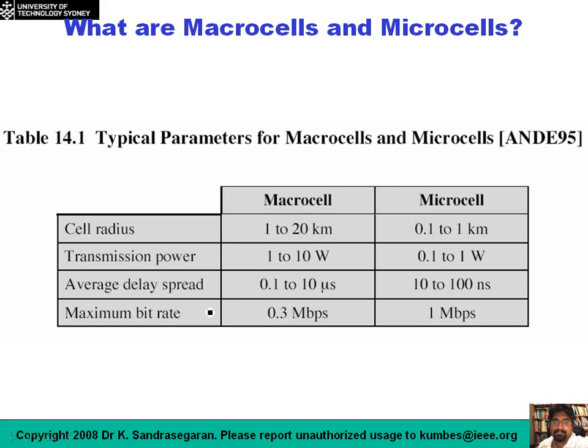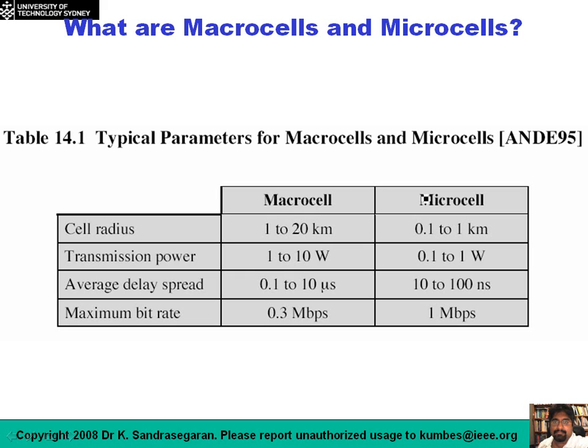Okay, here is an example of what you're looking at when you're looking at a cell. The important things are: what is the radius of the cell, what are the transmission powers that you can have, what are the delays you can have, and so forth. So you can see that in this particular example, you have something called a macro cell, and something called a micro cell.